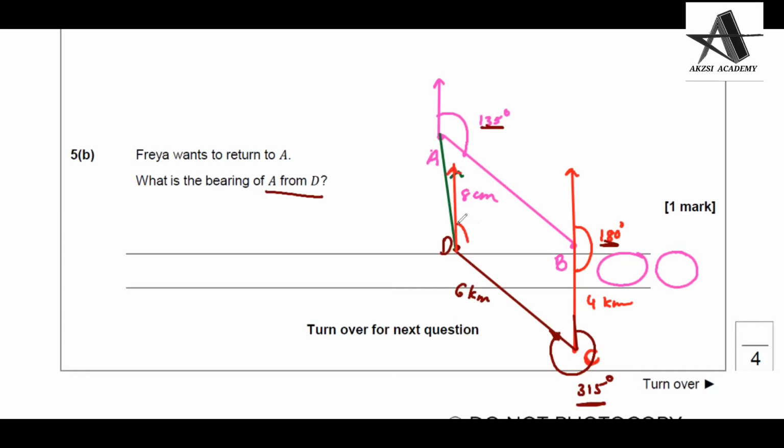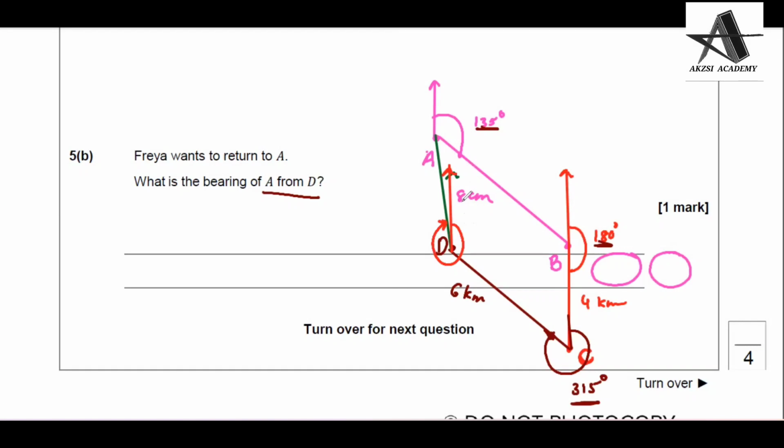From here, start moving and move until you reach this point. That is the bearing of A from D. So whatever this angle is that you calculate will give you the bearing. And also you have to remember that it should be in 3 significant figures. The thing that I've drawn is definitely not accurate, because I haven't taken the scalings. But this is how you can calculate it.